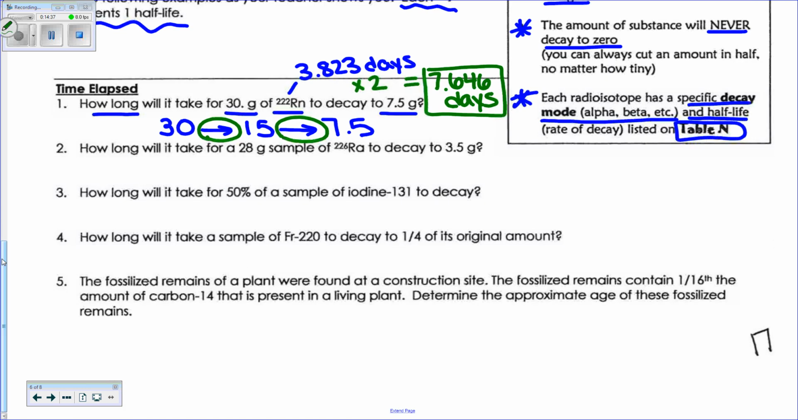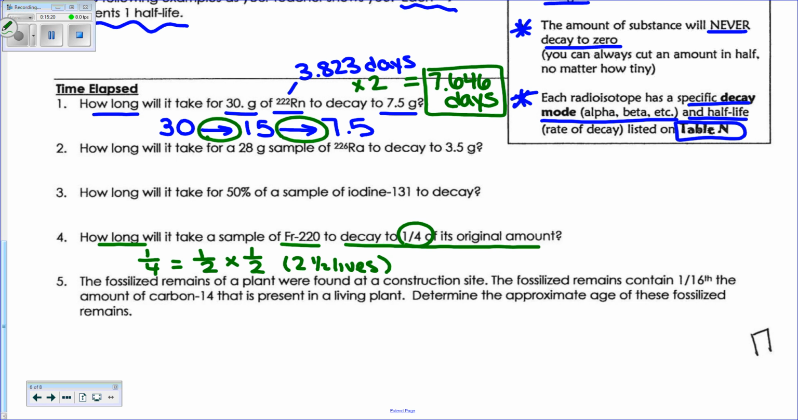If I did something like question 4, it says, how long will it take a sample of francium-220 to decay to a quarter of its original amount? So I want to go back. They kind of give me the fraction remaining. So I actually want to backtrack. Well, 1/4 is equal to, let's figure out how many halves. Well, is it just 1/2? No. So is it 1/2 times 1/2? 2 times 2 is 4? Yes. So 1/4 is the same as 1/2 times 1/2, which means essentially I did 2 half-lives.